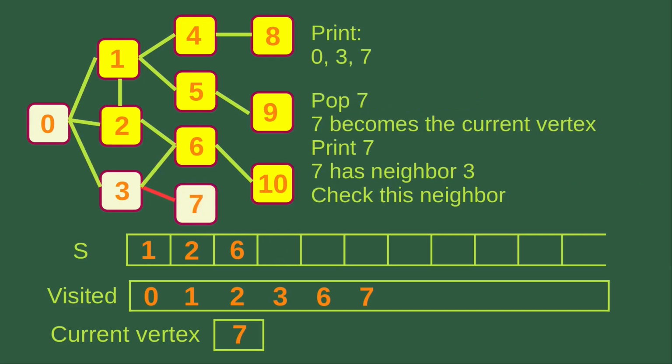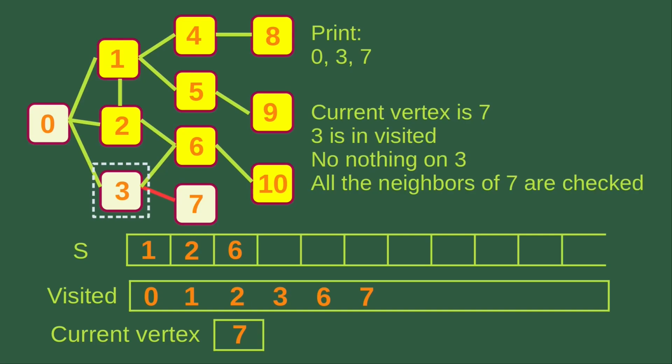Now I want to pop 7 out of the stack, and 7 becomes the current vertex to use, and I also print out 7 as another node to traverse. And we can see that 7 has only one neighbor, which is 3, and let us check this neighbor. Now 3 is already in the visited set. That means we do nothing on it. And after that, all the neighbors of 7 are already checked.